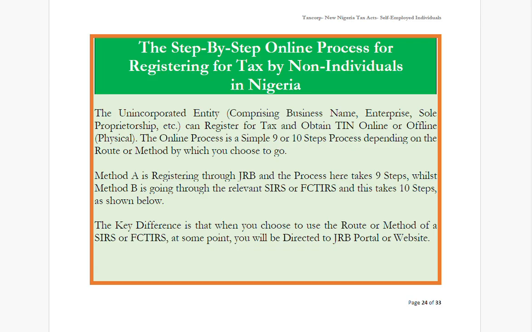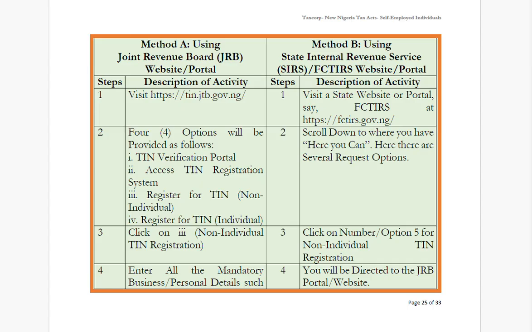The key difference is that when you choose to use the route or method of SIRS of revenue, at some point you will be redirected to the Joint Revenue Board portal or website. So here you have 2 tables. You have two main columns. That's method A, method B, just like you have in the individual. This is non-individual, remember. So when you go through the Joint Revenue Board, you just have 9 steps. If you go through the State Internal Revenue Service, FCTIRS, you have 10 steps. And like we said, the only difference is that if you use the subnational, at some point you will be directed to use the Joint Revenue Board website.